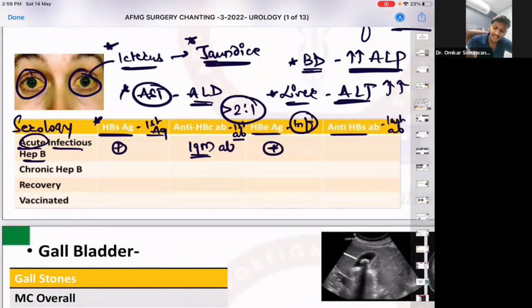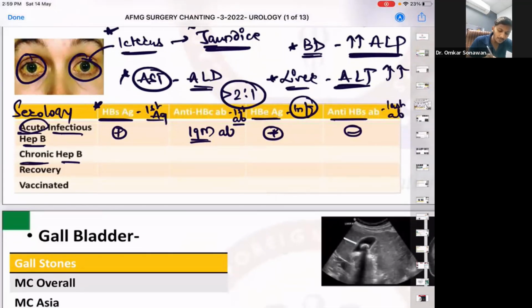And anti-HBS antibody would be negative, because anti-HBS antibody is suggestive of recovery. Anti-HBS antibody is either suggestive of recovery or vaccination. Chronic hepatitis B. So this is important. Jaldi se chronic. Please keep on answering the other ones.